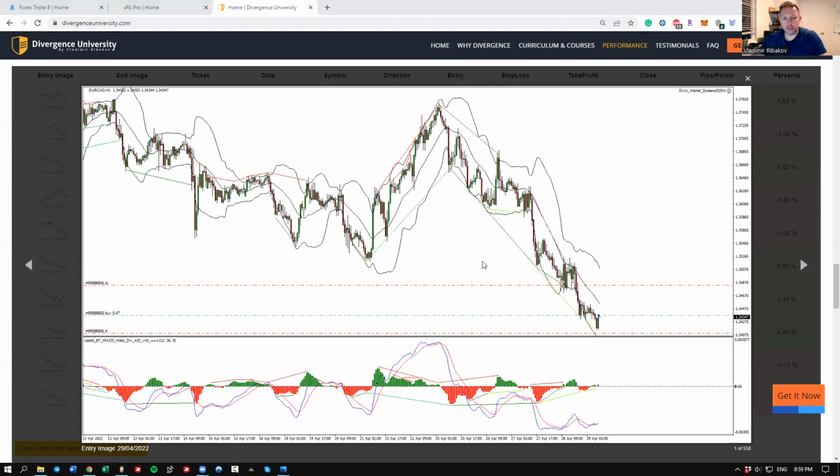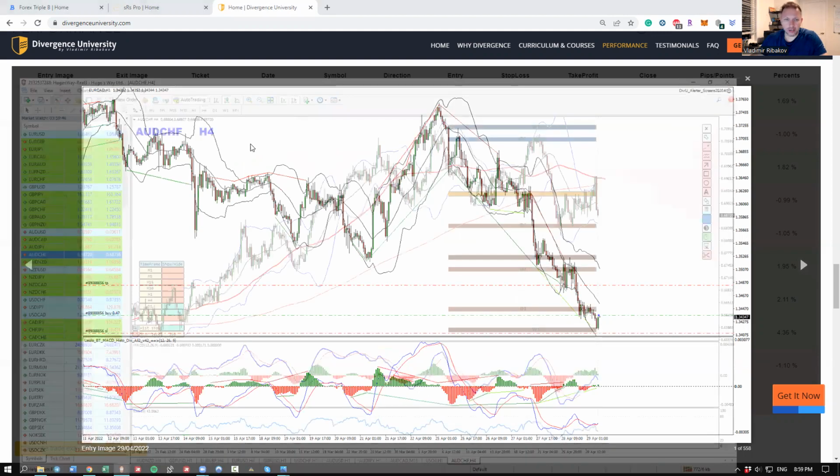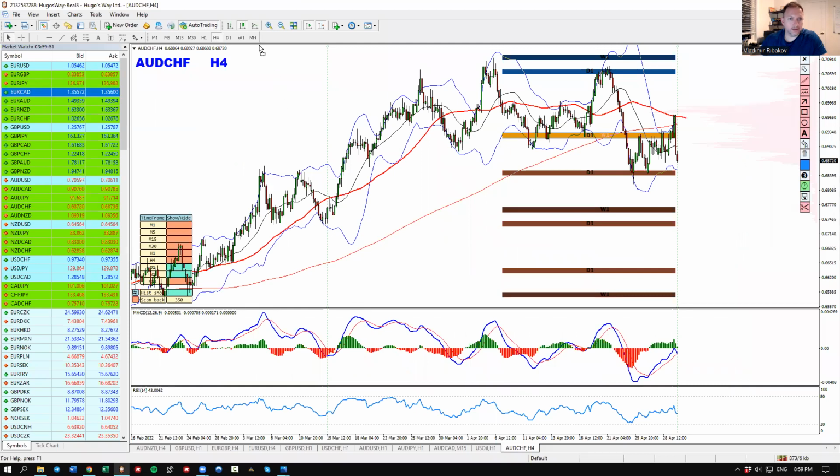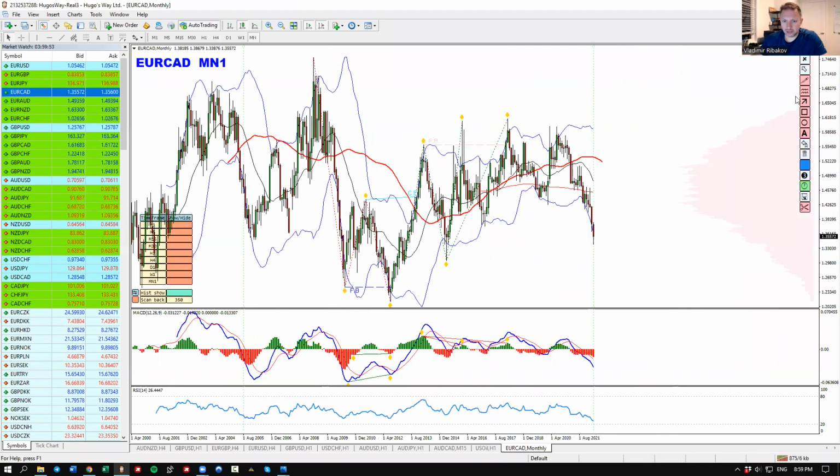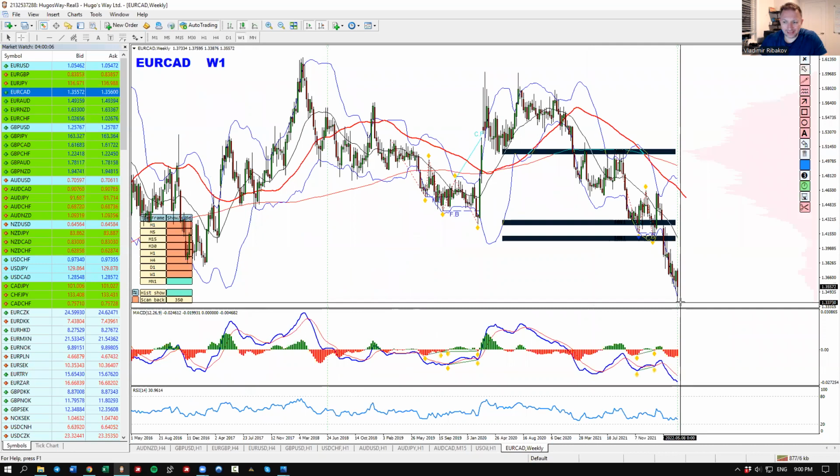Once again, take a look at the EuroCAD. Now this one is a deeper view here. I want to show you why we were looking for the buys there. So look at the monthly important area. Look at that right here. Extremely important zone here and here. Okay. Now, by the end of the week, we were right there.